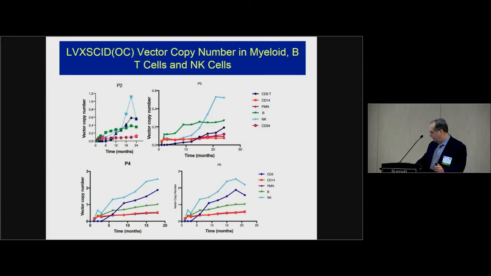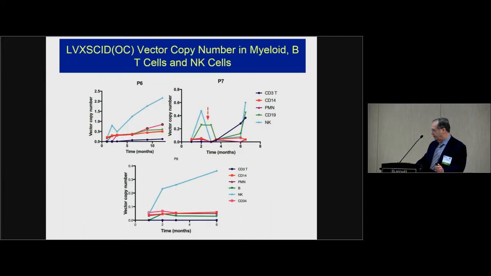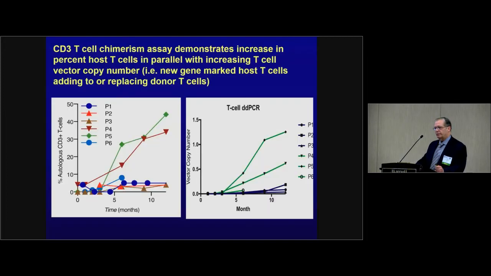And now I'm just going to quickly run through to show you that vector copy number in all of the patients looks pretty good in the various lineages. So this is patients 2, 3, 4, 5, 6, 7, and 8. Again, I don't want to dwell on it, but the important thing is that everybody has myeloid marking.